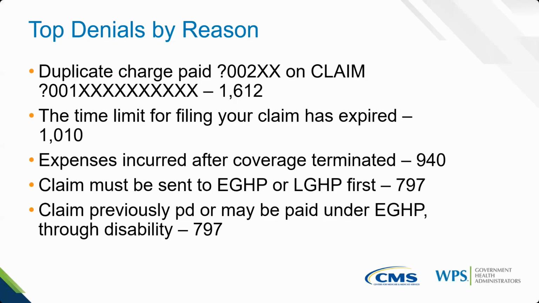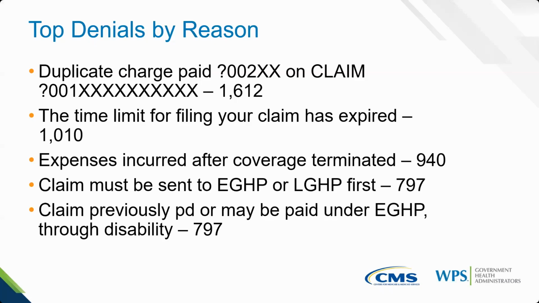940 claims denied because expenses incurred after coverage terminated. The next one, or the next two actually, on the top denials by reason are those that pertain to our Medicare secondary payer program. The claim must be sent first to the EGHP, which is the employer group health plan, or the large group health plan first before Medicare can consider payment. And there was no evidence that was done or sent with the claim, so those were denied.